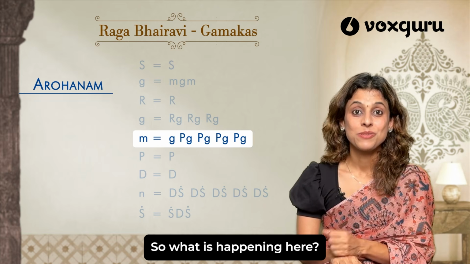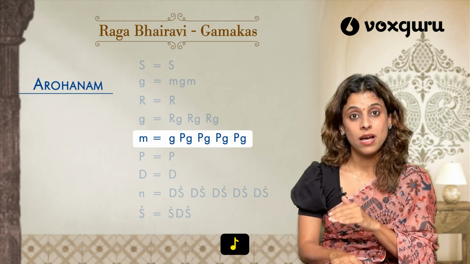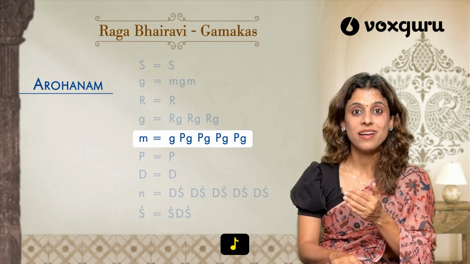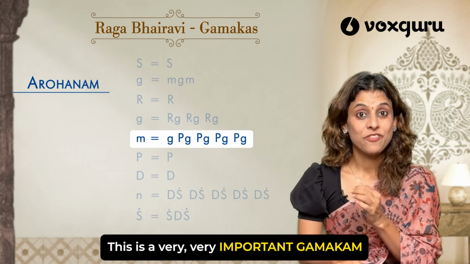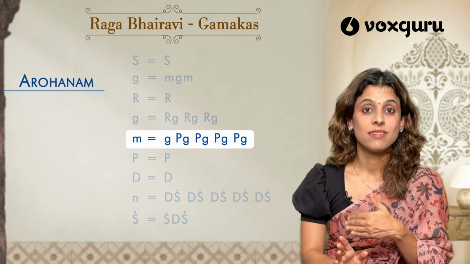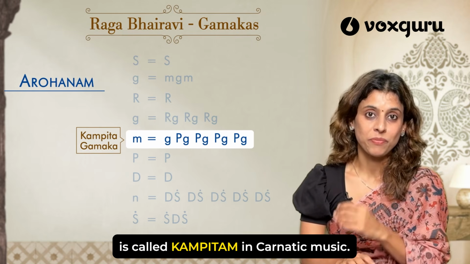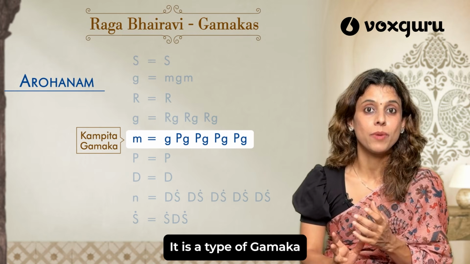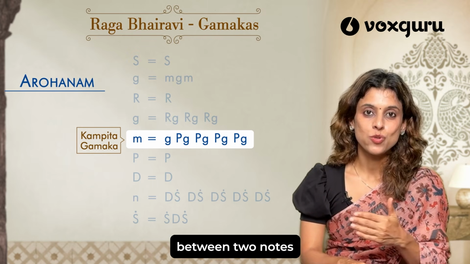And then we go to the Ma. So what is happening here? We are oscillating between Ga and Pa. So Ga, Pa, Ga, Pa, Ga, Pa, Ga, Ma. This is a very, very important Gamakam in Raga Bhairavi. So try to get used to this big oscillation. This type of oscillation is called Kampitam in Carnatic music. It is a type of Gamaka, the Kampita Gamaka. It means you are oscillating between two notes.